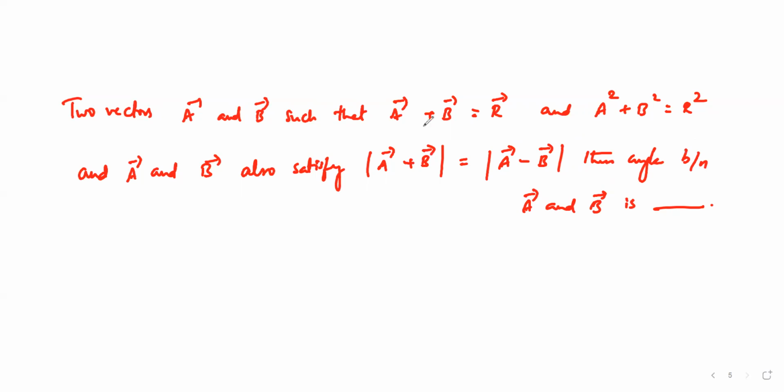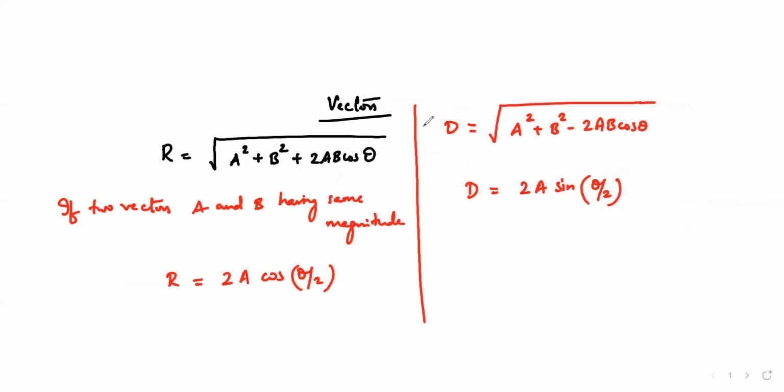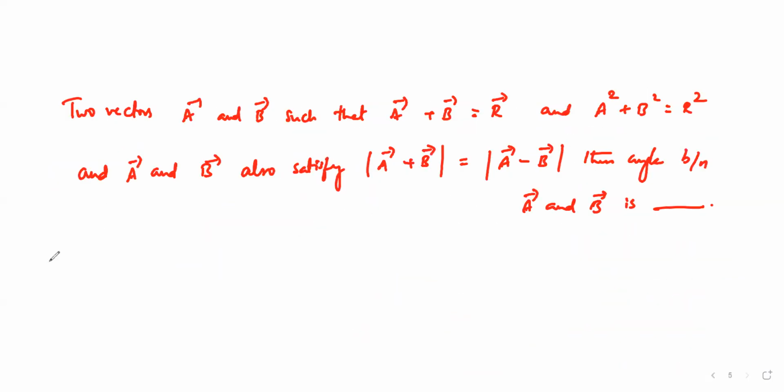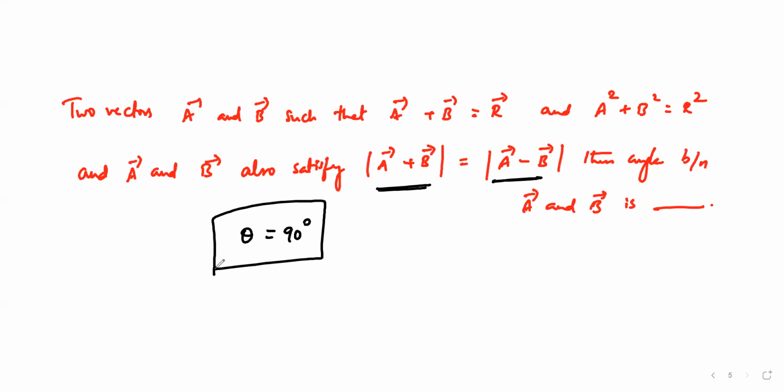See, just now in the beginning board I discussed, resultant and difference will be equal to each other at 90 degrees, right? See, this is resultant, this is difference. So theta value will be equal to 90 degrees. Clear? Yes, sir. Clear, sir.